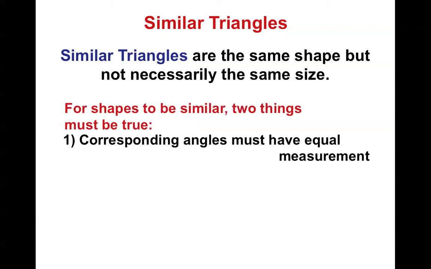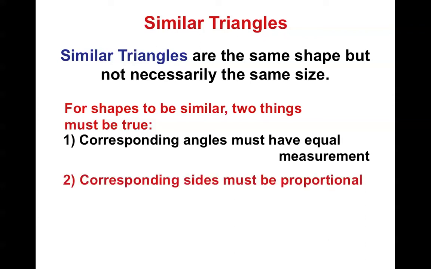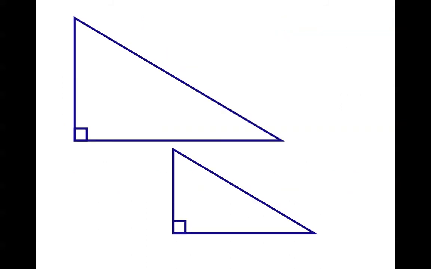So for them to be similar, two things have to be true. Number one, corresponding angles have to be equal measurement. Number two, corresponding sides must be proportional. And we saw one like this. Notice these are the exact same triangle, only I shrunk one. How do I know? Well, all the angles are the exact same.